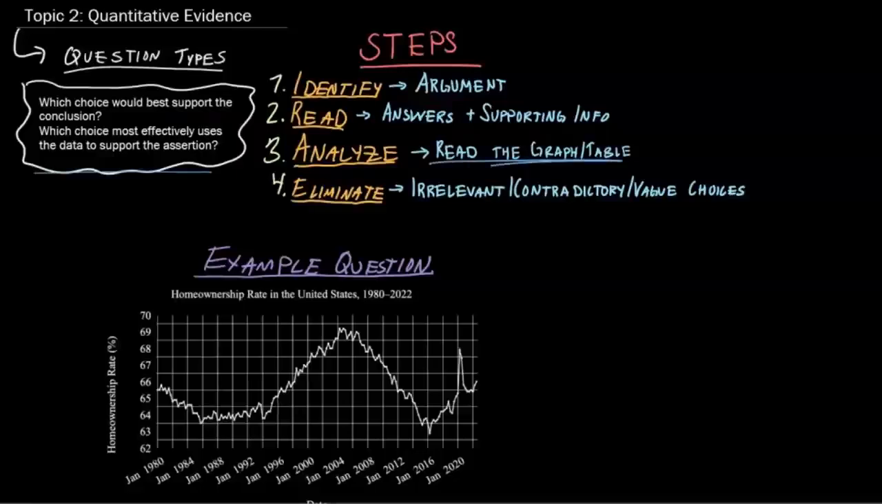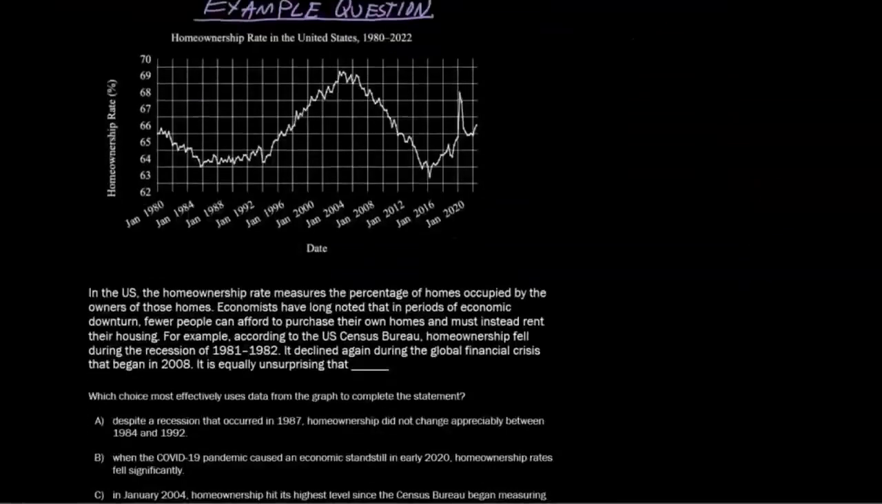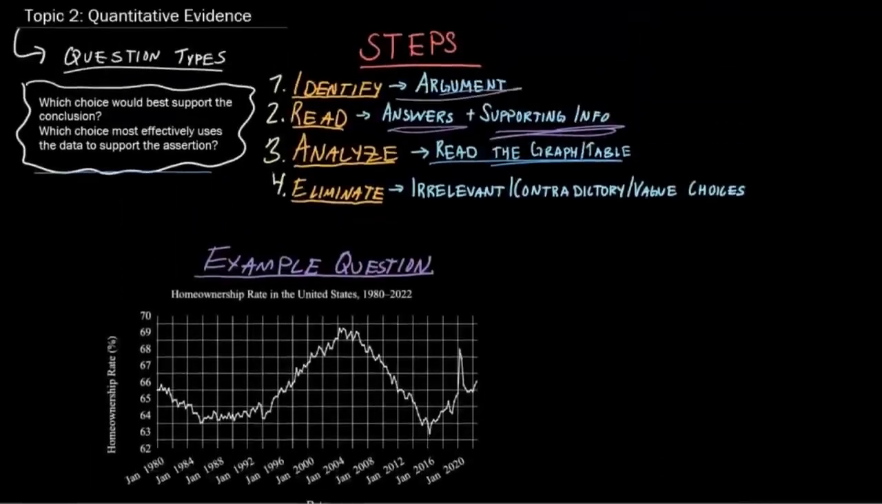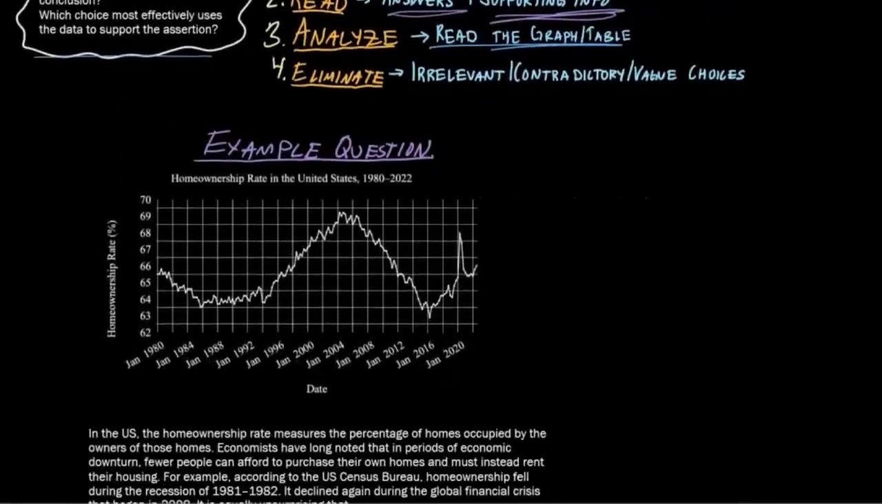Our third step is to analyze and read the graph or table given. But first, we read the answers and the supporting info. Okay, often what you'll only need from the passage is the last sentence. Okay, in this case, we have a different type of question, right? This is a more difficult question, but often you only need to know the last sentence for the argument. Okay. Then after that, we just follow our same procedure as textual evidence.